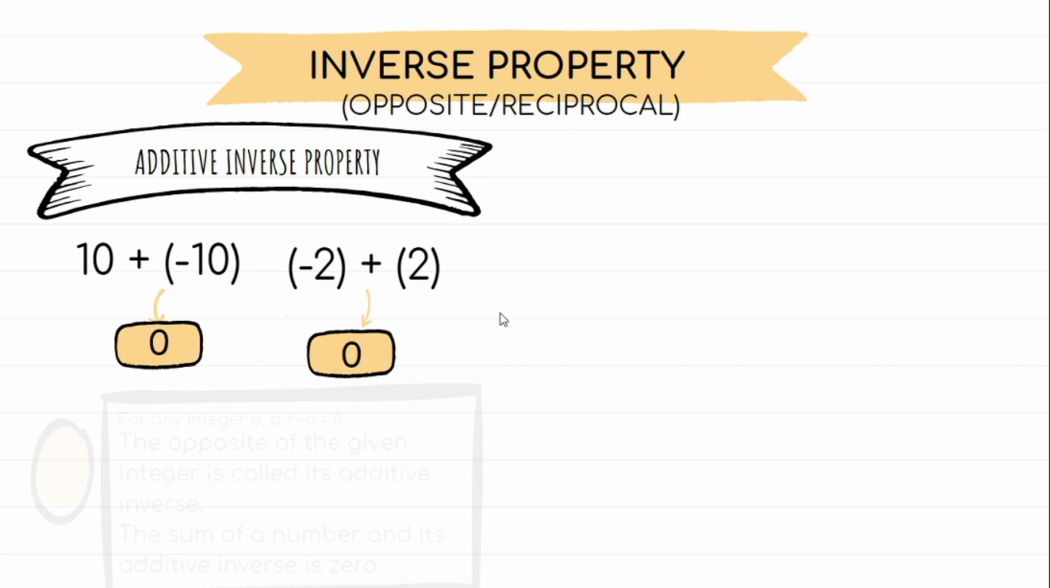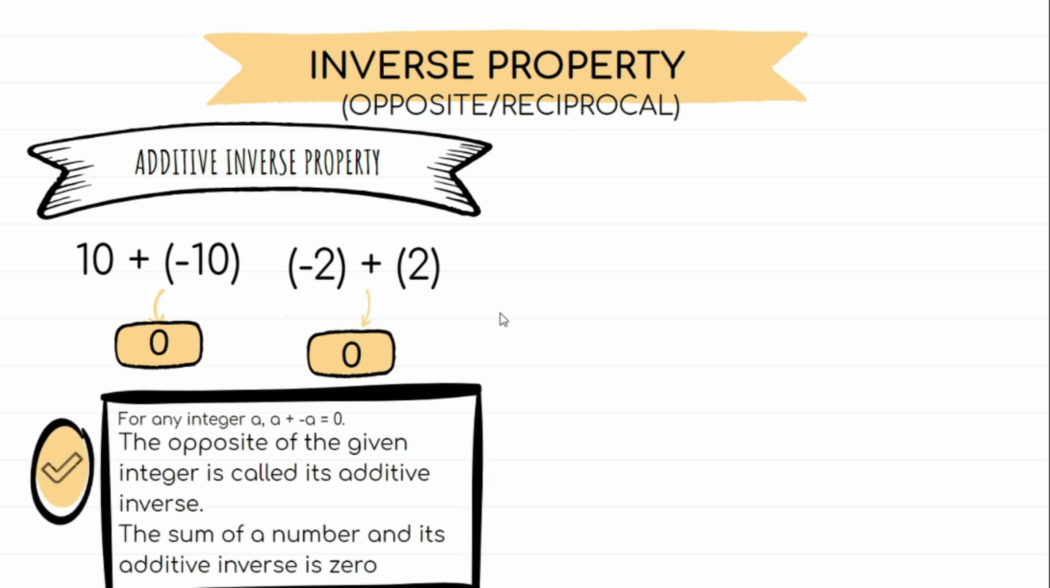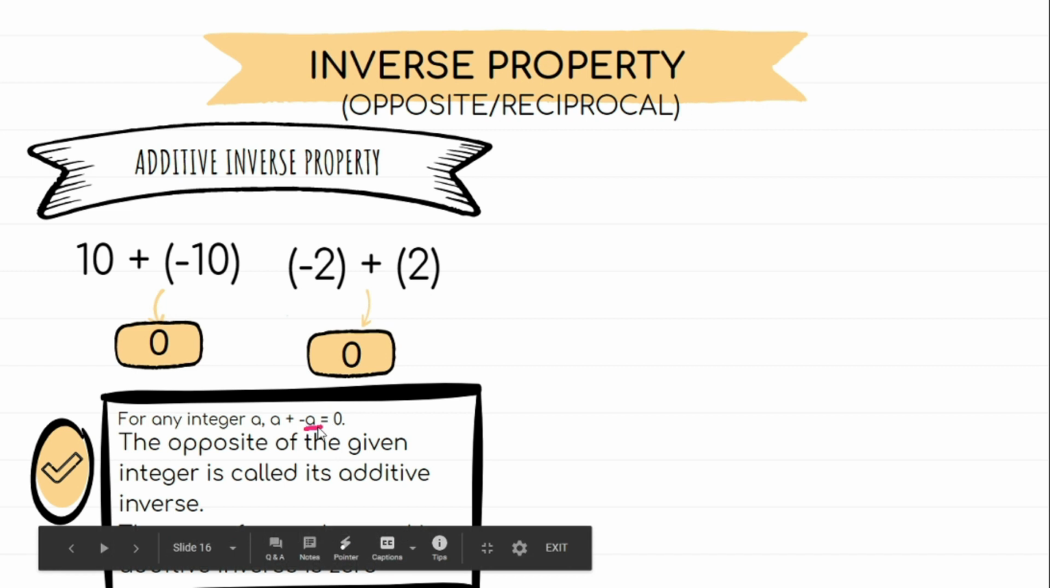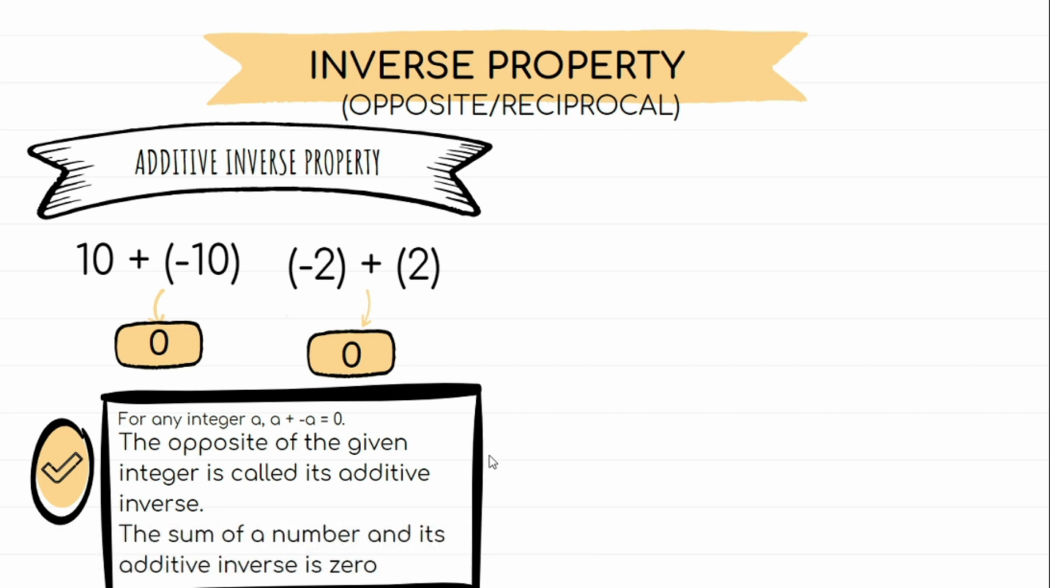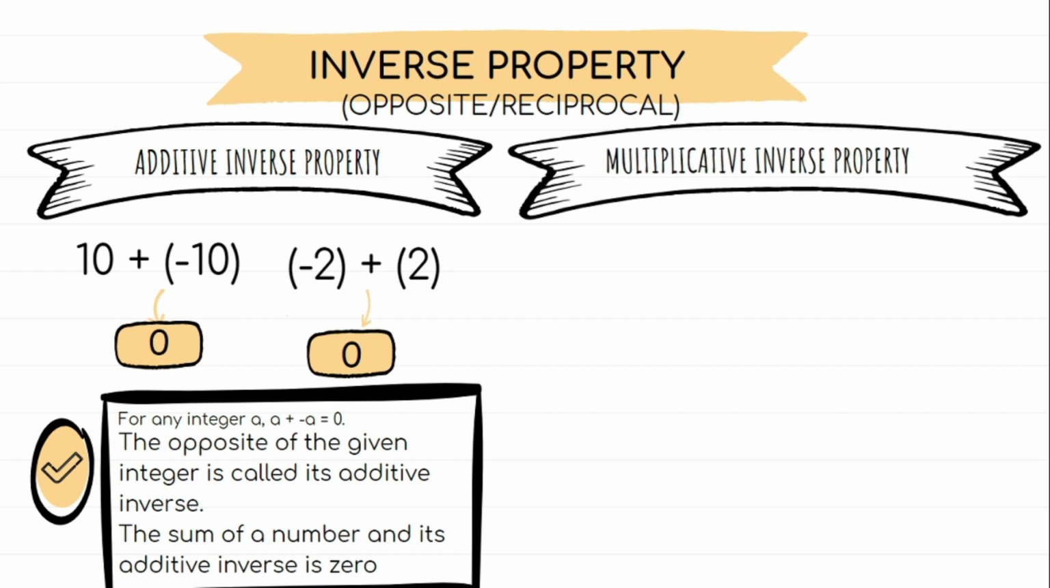So, meaning to say, for any integers A plus kabaligtaran yung negative A niya, ang sagot lagi ay 0. So, the opposite of the given integer is called its additive inverse. Ulit, ang opposite ng given na integer, ang tawag doon ay additive inverse. So, the sum of a number and its additive inverse is always 0.